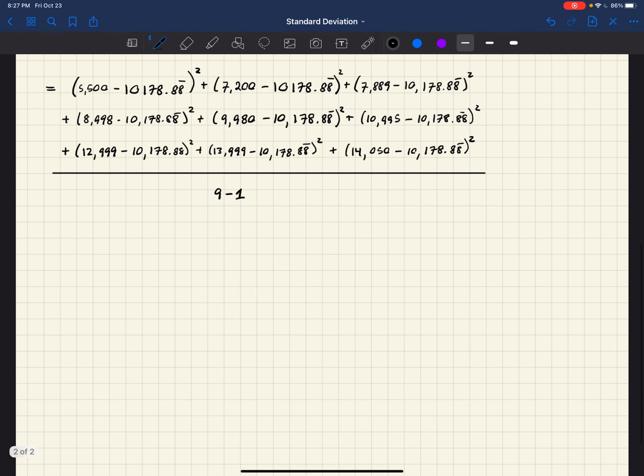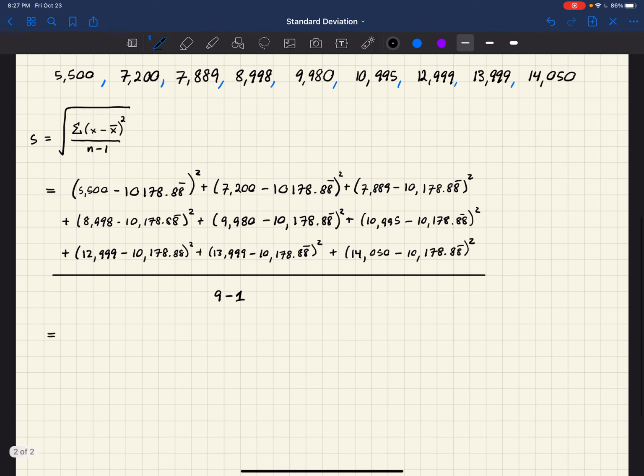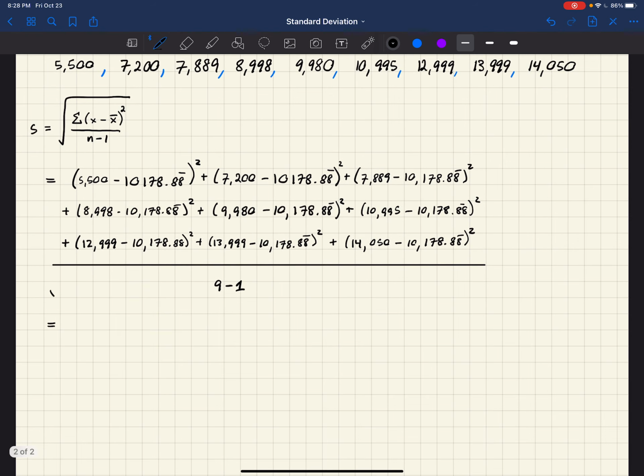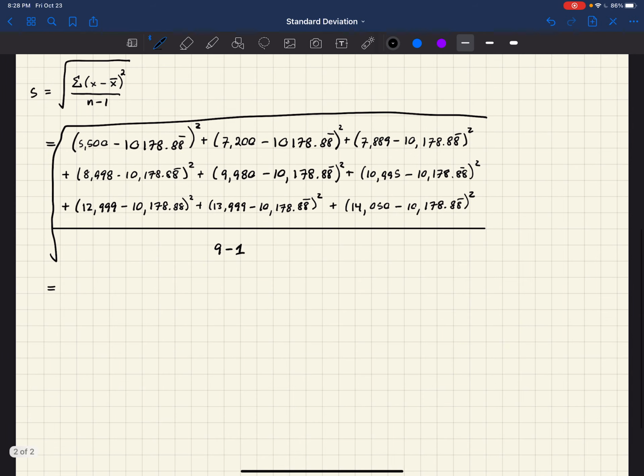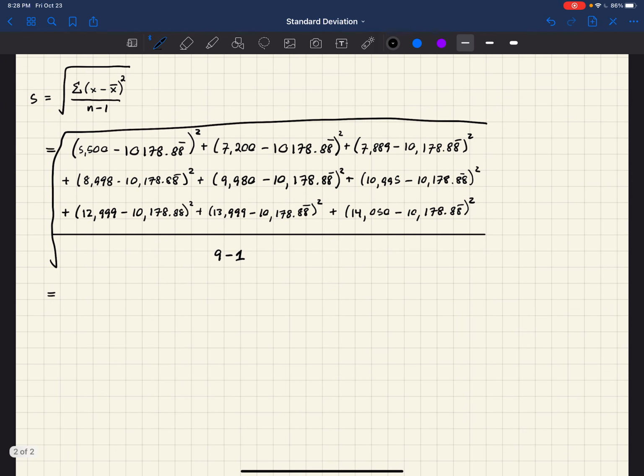And now comes the calculator moment. Oh, and the last thing we need to do before we move on is we still have to put this inside the square root symbol. Okay, give me just a moment to find a calculator and plug this in.